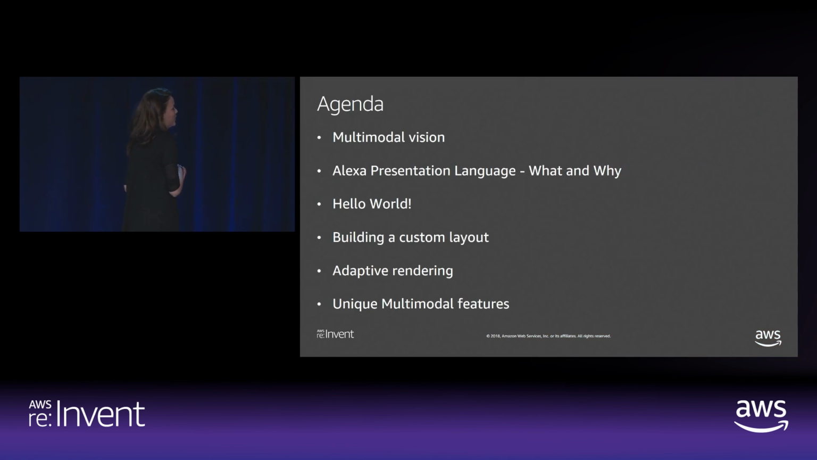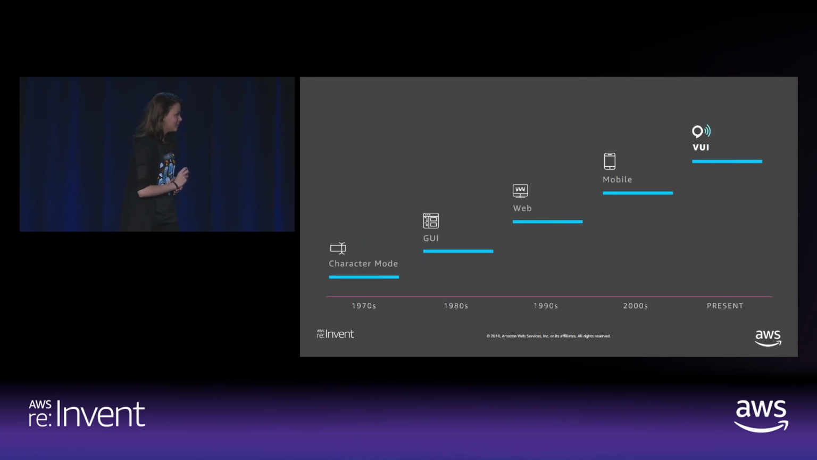Quick layout of what we're going to go over today. We're going to talk a little bit about our multimodal vision on Alexa. Then we're going to dive into the Alexa presentation language. That is the meat of what we're going to discuss today. We're going to show you a Hello World example using the Alexa presentation language, building a custom layout. We're also going to showcase Steve's skill, Big Sky. We're going to go over adaptive rendering with APL, and then finally we're going to go over some unique multimodal features that marry your voice user interface with your graphical user interface, your VUI and your GUI. So if that sounds good, let's dive right in.